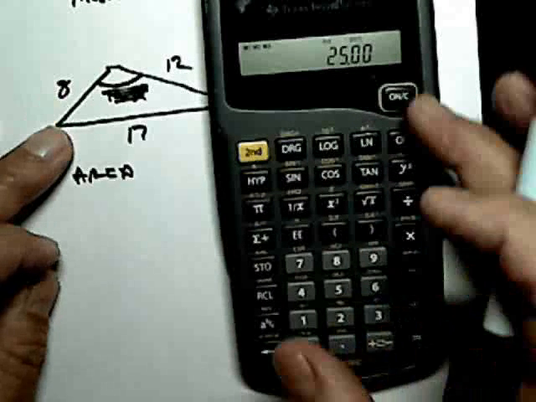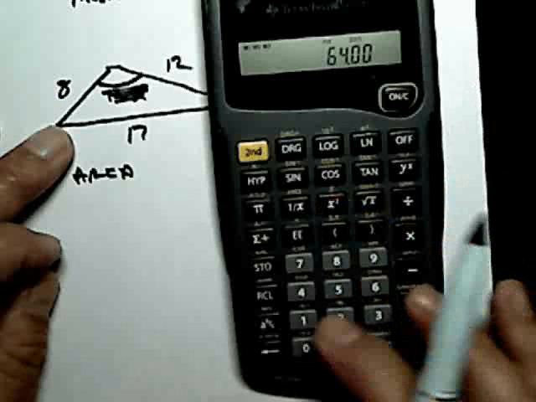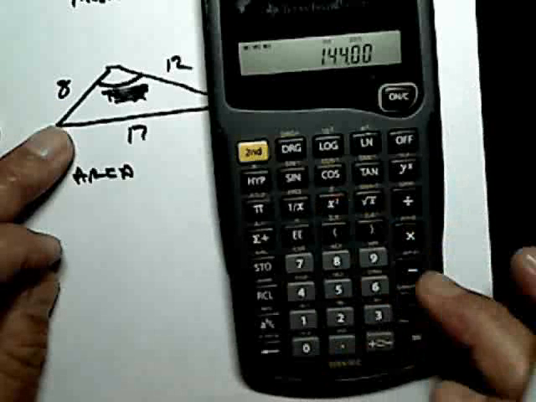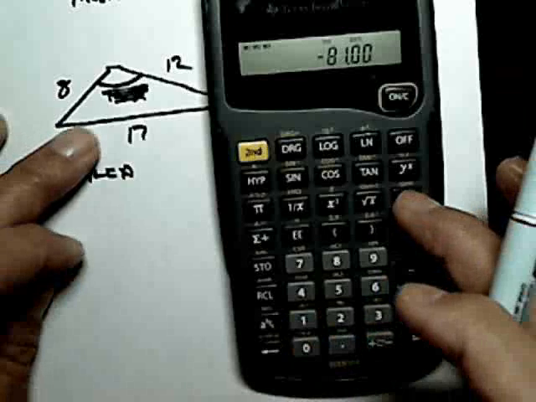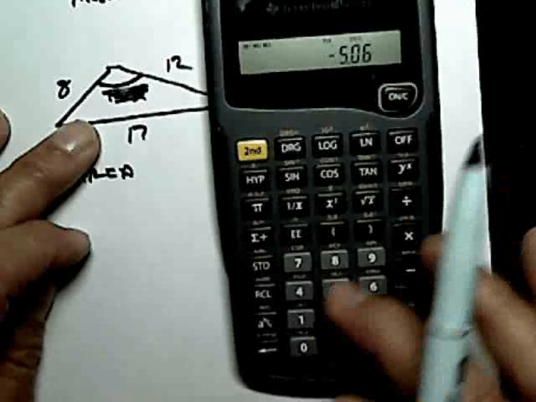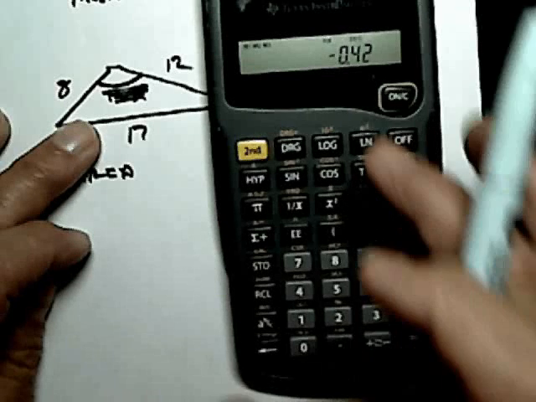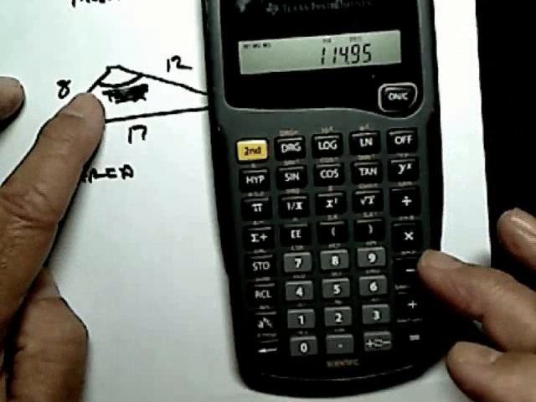I didn't do that right. Let's start over. We're going to take 8 squared plus 12 squared minus 17 squared equals, divide by 2, equals, divide by 8, equals, divide by 12. See how easy this is? Equals. That's a number. If we take the inverse cosine, that'll be this angle, which is 114.95 degrees.